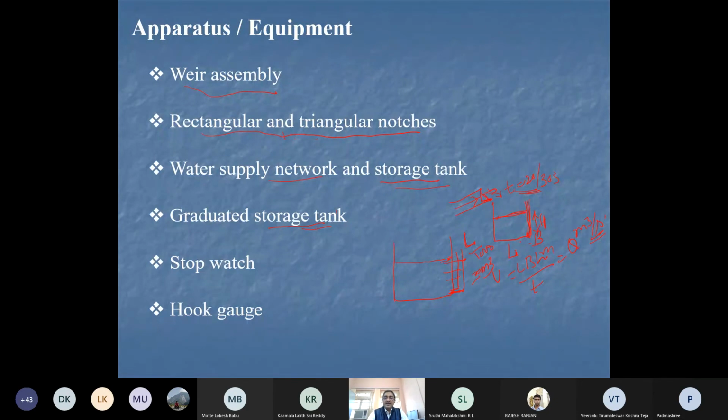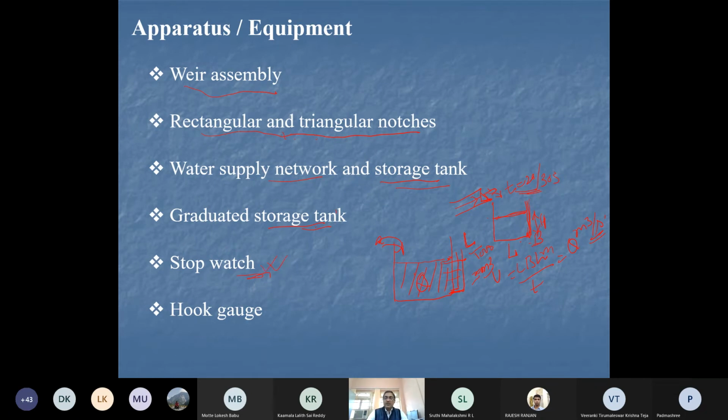There is an arrangement. There is a supply pipe which is collecting water, and once the observation time is over, you can shift this supply to the outside so that it is not affected, and you will know the discharge. For time, you can use anything: your mobile, a stopwatch, and a hook gauge.